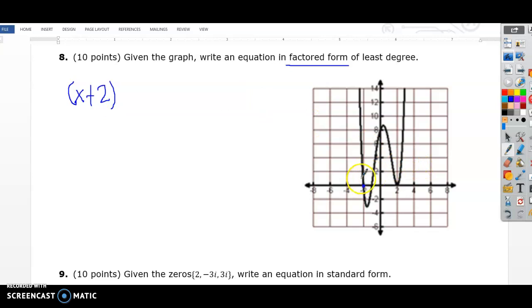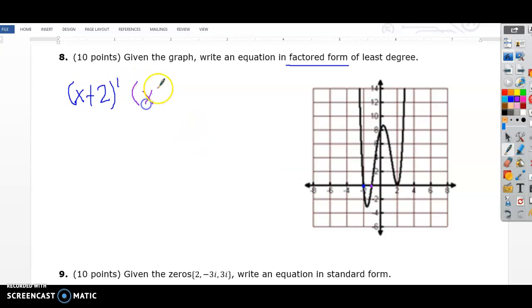And so if I look at the graph and I look at what it's doing, it just goes straight through the x-axis, so that implies that my multiplicity is 1. You don't have to put a 1, but I'm just going to put a 1 there so then you know that the multiplicity is 1. I'm going to move on to my next zero, which is right here, so that's -1.